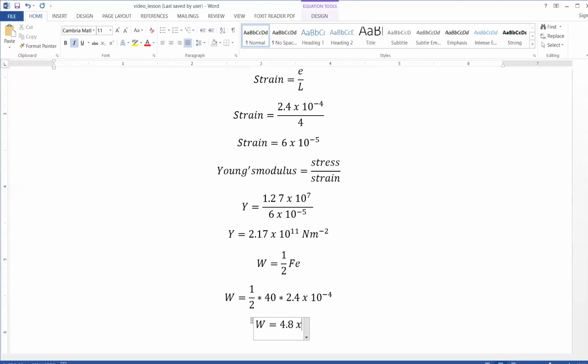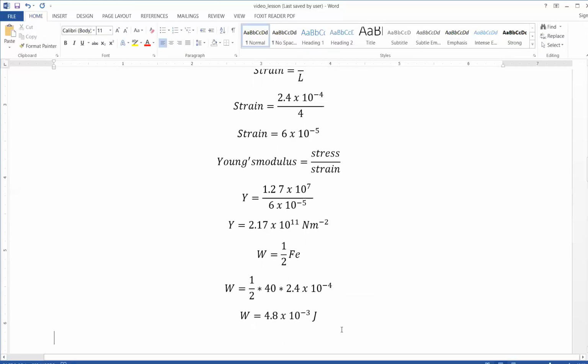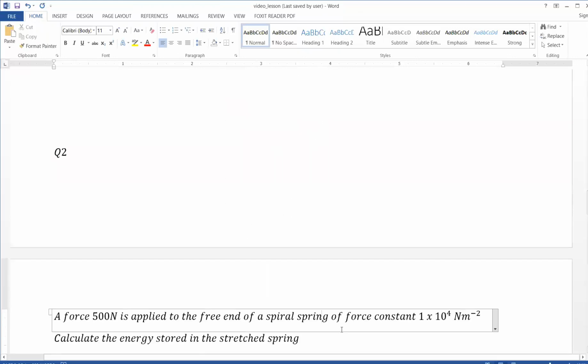4.8 times 10 to the power negative 3. Remember to put your unit as joule. So this is the solution to question 1. Question 1 asks you to calculate the stress, the strain, the Young's modulus, and the work done. So we'll now look at question 2.